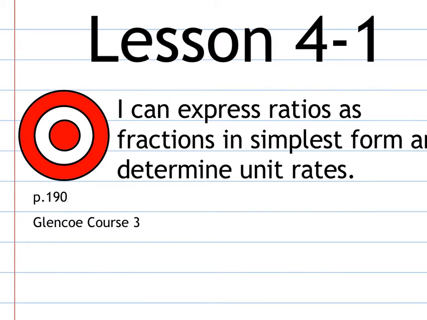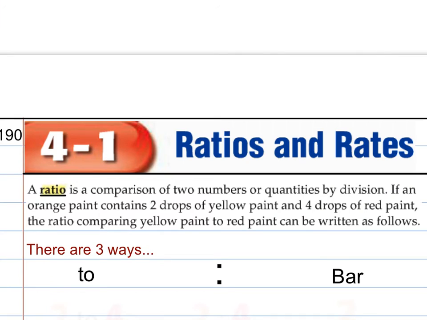Vocabulary is really important in this one because we can get some of the words mixed up, and it's really important to know what we're doing to understand the language we're using. A ratio is a comparison of two numbers or quantities by division. So, a comparison of two numbers or quantities by division.